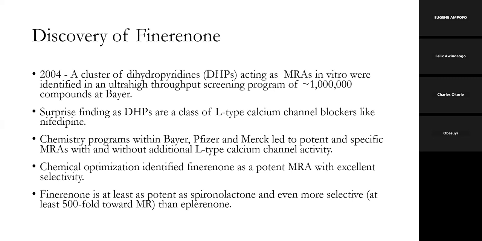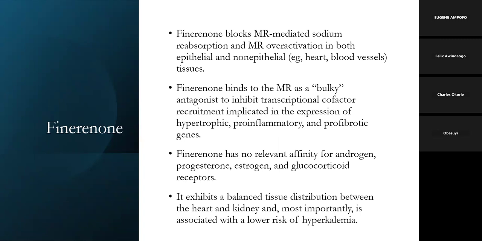Okay, so through refining it, they eventually optimized and then identified finerenone as a potent MRA, mineralocorticoid receptor antagonist. So it's as potent as spironolactone and very selective. It's about 500-fold more selective than eplerenone, so quite selective, and that is why it hasn't got the other off-target side effects. So it blocks the mineralocorticoid receptor-mediated sodium reabsorption.